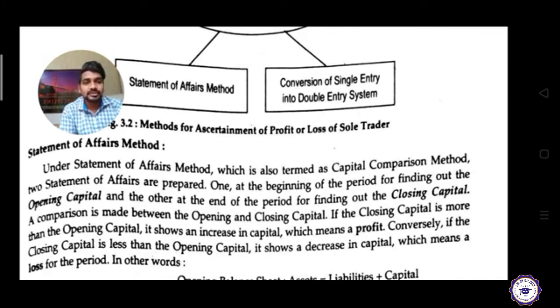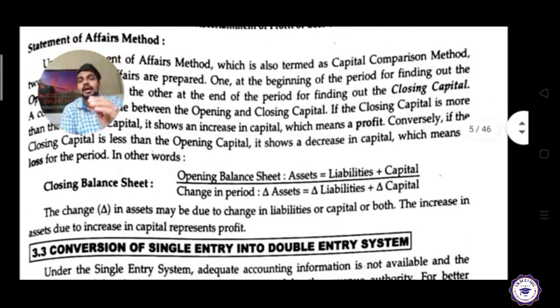Capital, which means a profit. Conversely, if the closing capital is less than the opening capital, it shows a decrease in capital, which means a loss for the period. In other words, students, closing balance sheet is equal to opening balance sheet, that is asset is equal to liability plus capital, or change in period, that is change in asset is equal to change in liabilities plus change in capital.